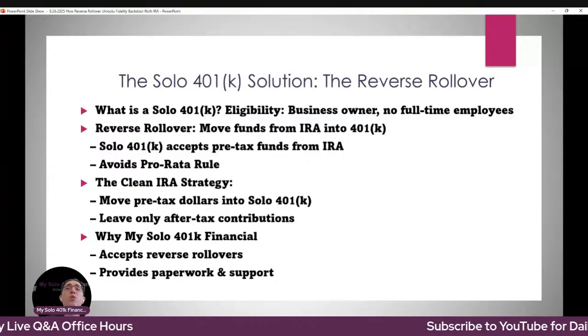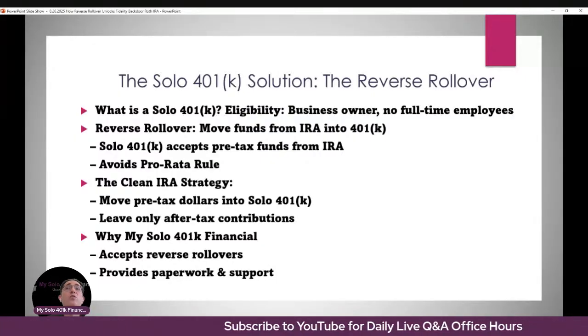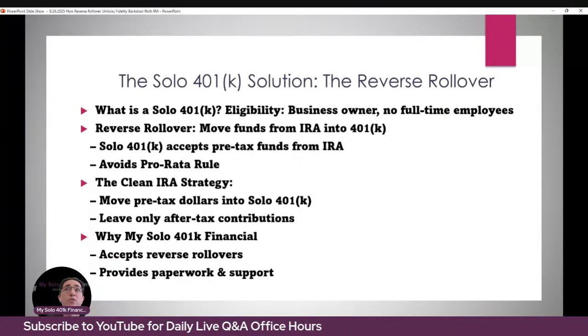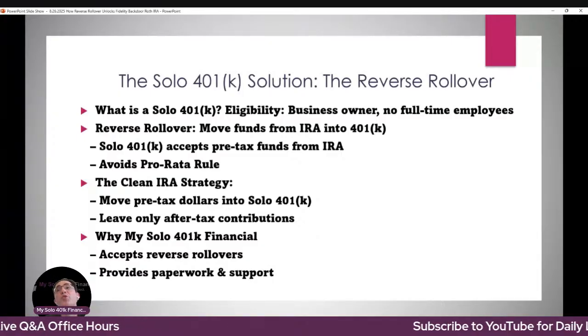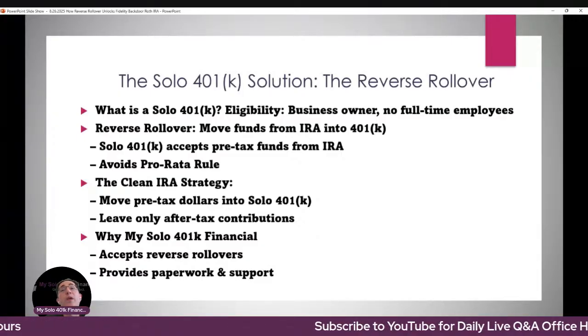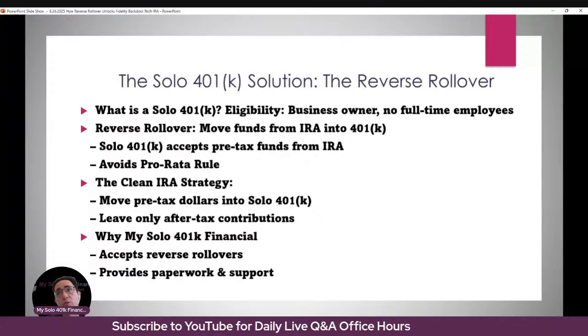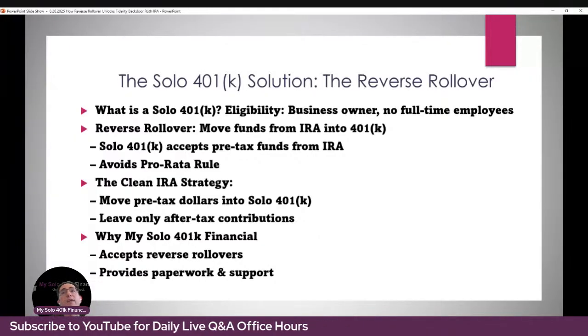So why My Solo 401k Financial? Number one, we accept reverse rollovers. Our plan allows our clients to process a reverse rollover of pre-tax IRA funds to their solo 401k. Number two, we provide tremendous support with the paperwork. We've helped thousands of customers process rollovers to their solo 401k, and we track that knowledge.